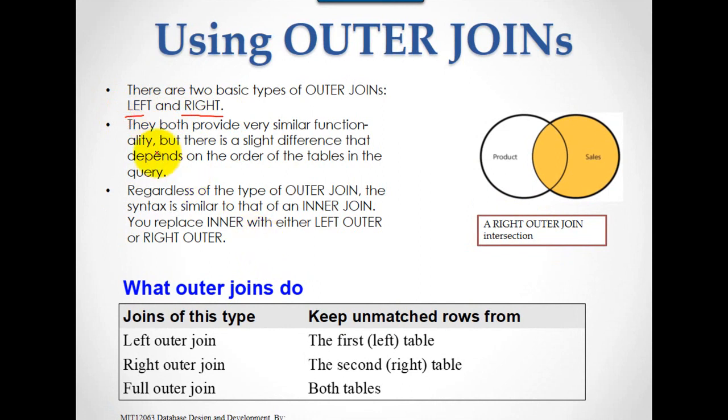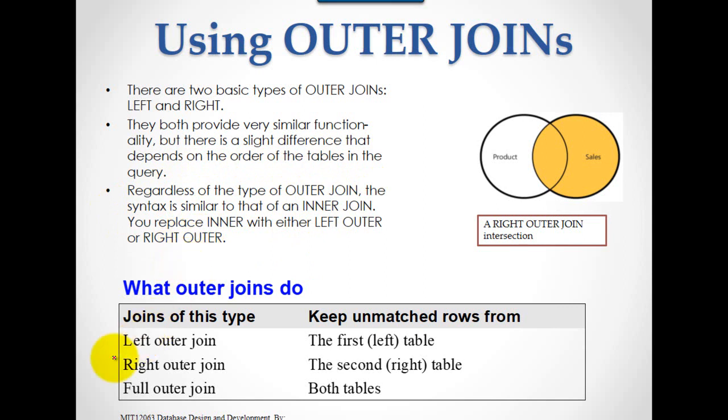If it is a right join, the entire table on the right side will be taken, plus the balance of the table from the left side is also taken. That's how it works. They both provide very similar functionality, but there is a slight difference that depends on the order of the tables in the query. Regardless of the type of outer join, the syntax is similar to that of an inner join. You replace inner with either left or right outer.